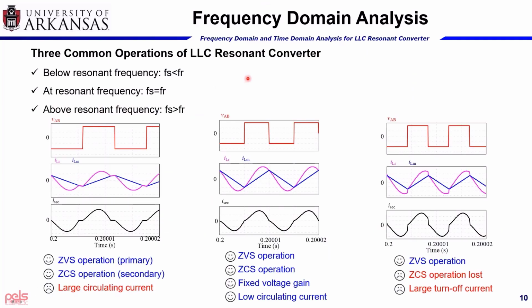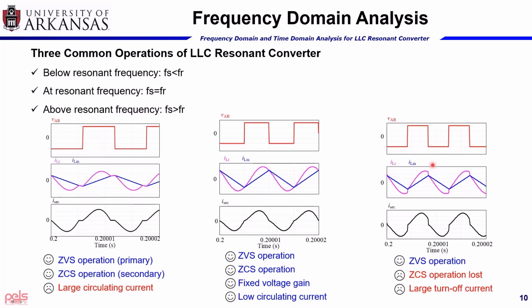This slide summarizes 3 typical operation waveforms for an LLC resonant converter. The left side shows below-resonant-frequency operation. ZVS operation for the primary switch can be achieved since the inductor current is lagging the resonant tank input voltage, which means the converter is operating in the inductive region, and ZCS operation for the secondary rectifier can be achieved because it is operating in discontinuous conduction mode, but it has large circulating current because of this discontinuous conduction operation. In the middle, it shows the operation at the resonant frequency. It can achieve ZVS operation and ZCS operation, and it also has low circulating current.